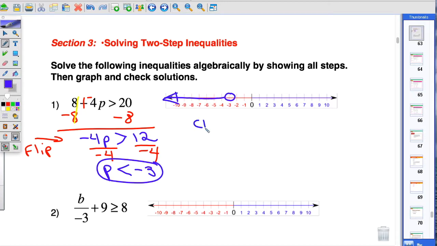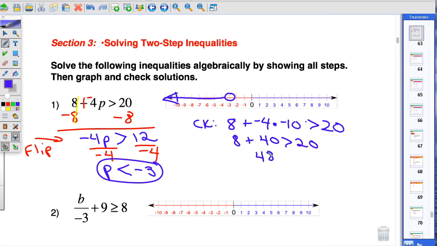To check it, we can substitute in any value that has been graphed. So we'll pick negative 10. So it's 8 plus 40 greater than 20. And 8 plus 40 is 48, and that is greater than 20. So all those solutions will work.